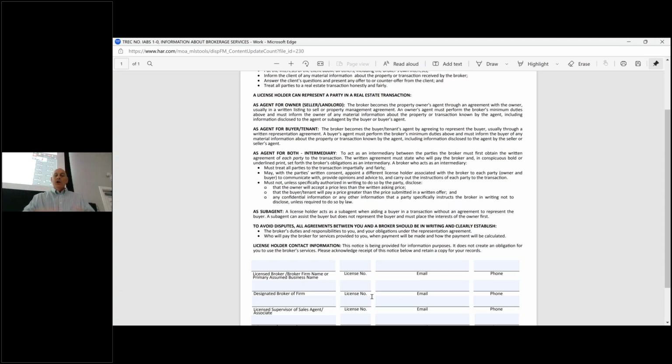Okay? To avoid disputes, all agreements between you and a broker should be in writing and clearly establish the broker's duties and who will pay the broker for services. Okay? License holder contact information, all that's found below.